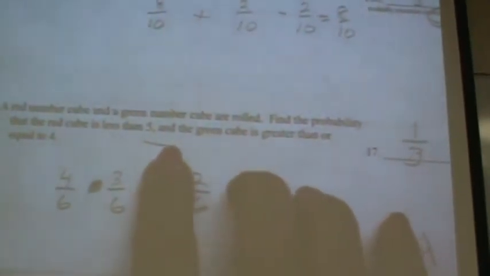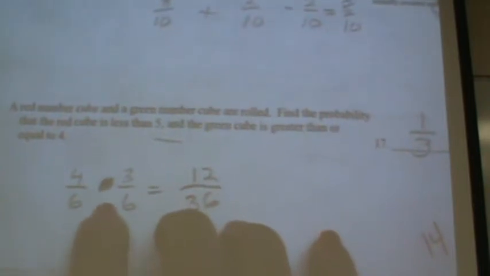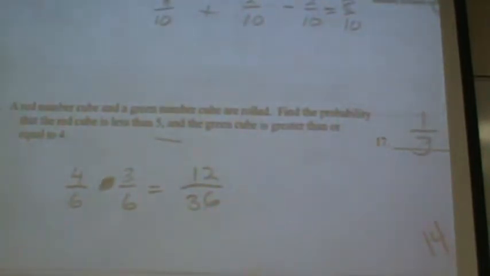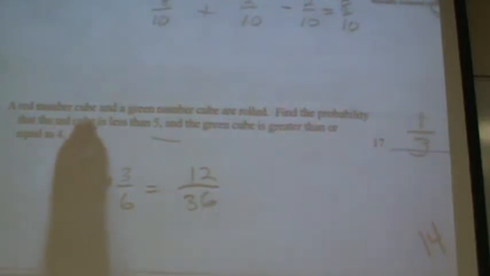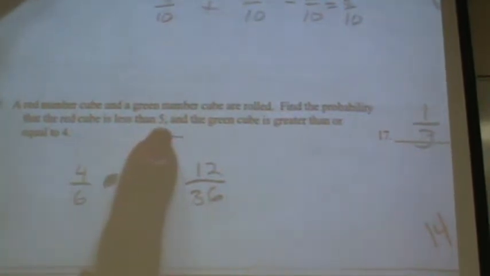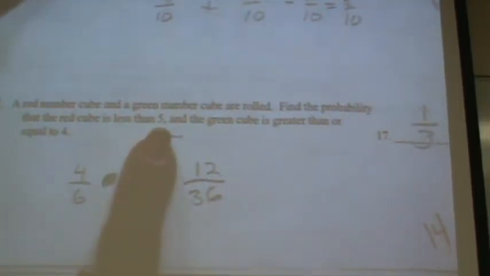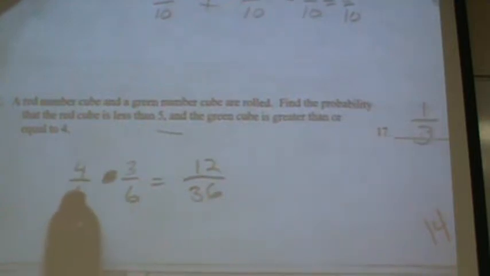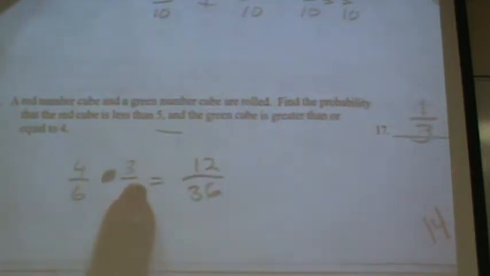17, I want the probability of doing this and that, so you're gonna multiply. Now, these two events are independent because you're replacing the card. It says, a red number cube and a green number cube are rolled. Find the probability that the red cube is less than 5. So how many numbers are less than 5? There's 4. 1, 2, 3, 4. And then the green one is greater than or equal to 4. There's 3. 3 over 6, so you multiply, it's 12 over 36, which is 1/3.